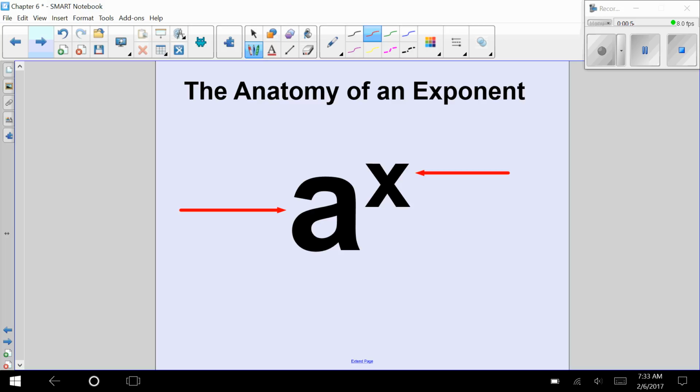Let's look at the anatomy of an exponent quick. This big number at the bottom, it'll be normal sized, that is the base. We call that the base. And then the little number that's up to the top is the exponent. It's very important to know those words because we will be using them.